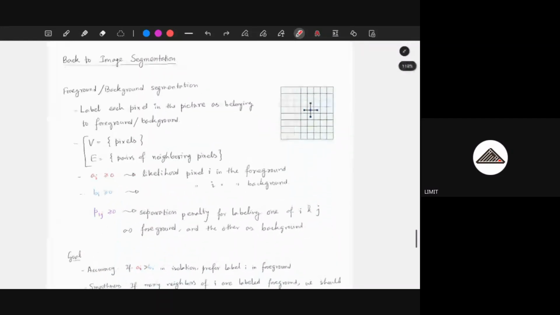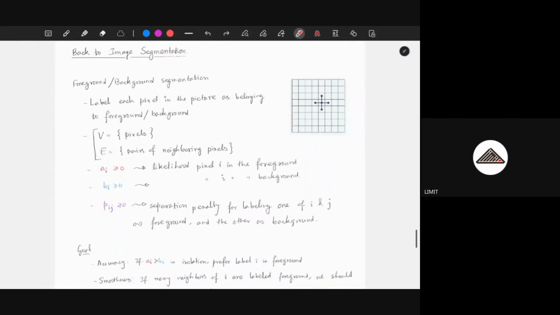Now, if I come back to the image segmentation, I want to segment into foreground and background. So what is the procedure? I label each of the pixels and assign some non-negative likelihood values, and a penalty. If I by mistake assign a likelihood value for a background pixel to the foreground, then I'll assign a higher penalty.